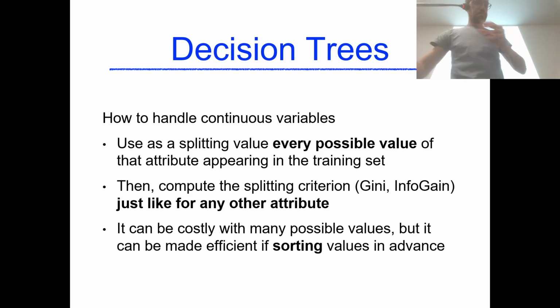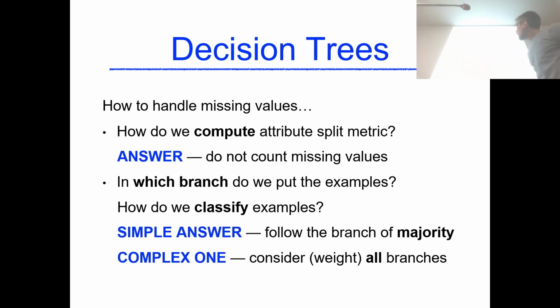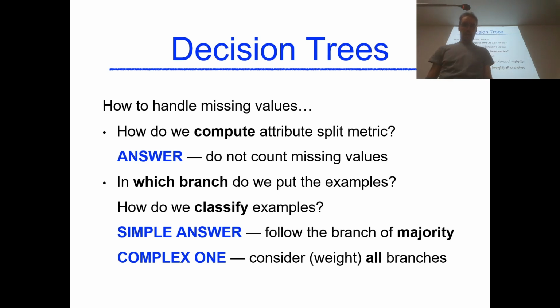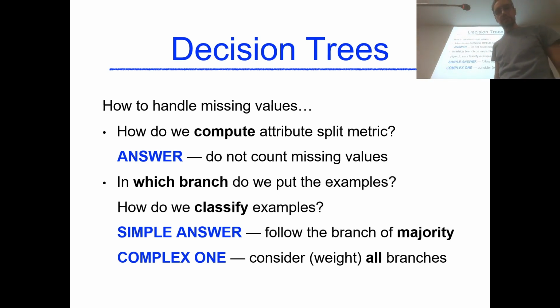So let's get back. We have just said that decision trees do not really care about continuous or discrete values. That's fine, at least from a conceptual perspective. Obviously, continuous values may require more computation time. That's almost always true. But they care about missing values.